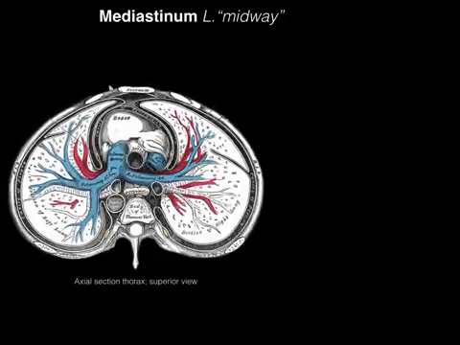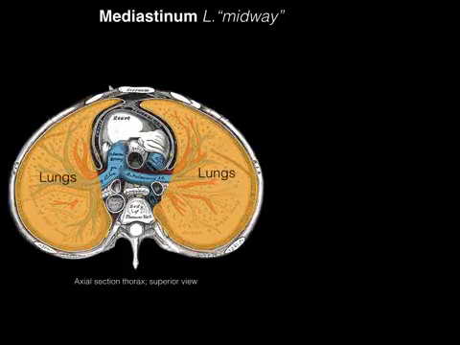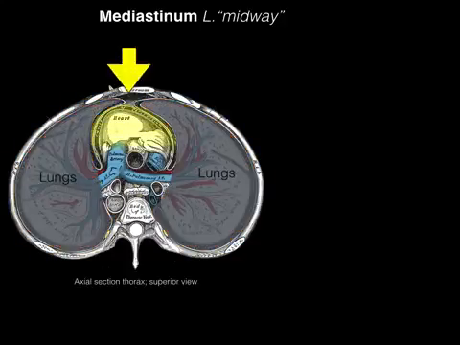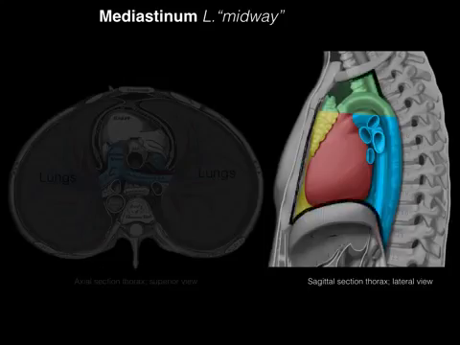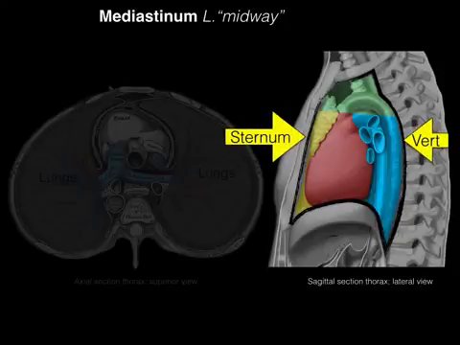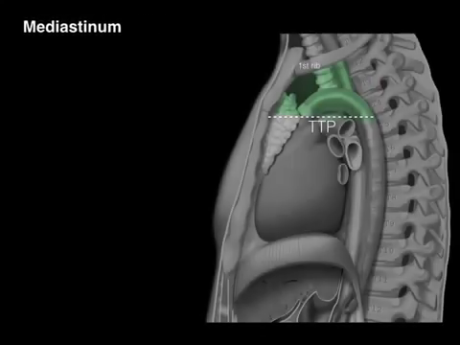The mediastinum means midway in Latin. And so what does that mean, midway? Well, here's a cross section, or an axial section, through the chest, and there are the lungs that fill the lateral spaces of the thoracic cavity, and midway in between the lungs is this area known as the mediastinum. Basically, midway between the lungs, if we go side to side and front to back, it's midway between the sternum and the vertebrae. And then top to bottom, the mediastinum has the following regions.